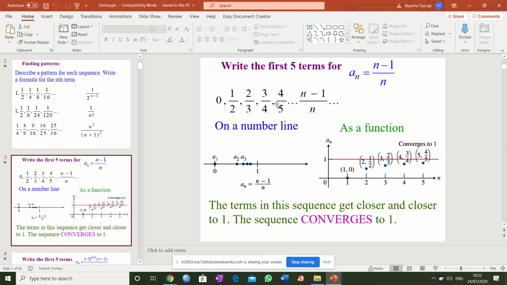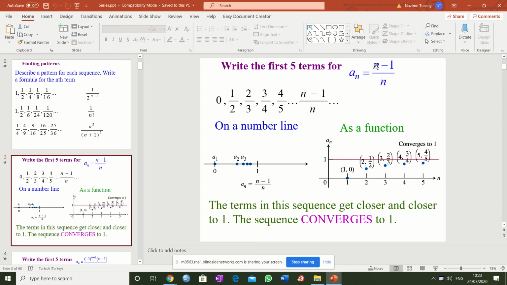We have seen how we can find the first 5 terms for a sequence. This is a rule formula for another sequence. And how do we obtain this sequence? We put n equals 1 first of all and have 0. Then we put n equals 2 here. Instead of this n we put 2 and we have 1 over 2. Then we put 3, we have 2 over 3. And we see that as a result it converges to 1.